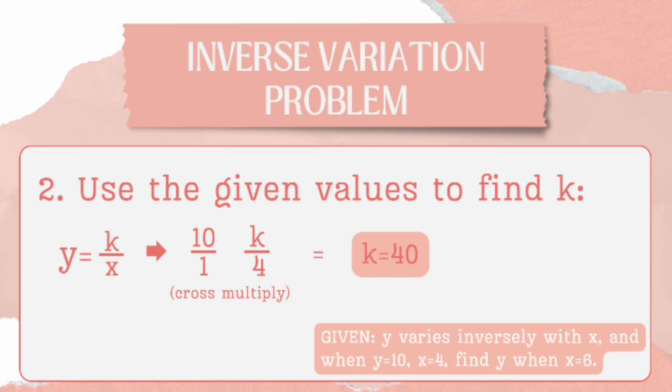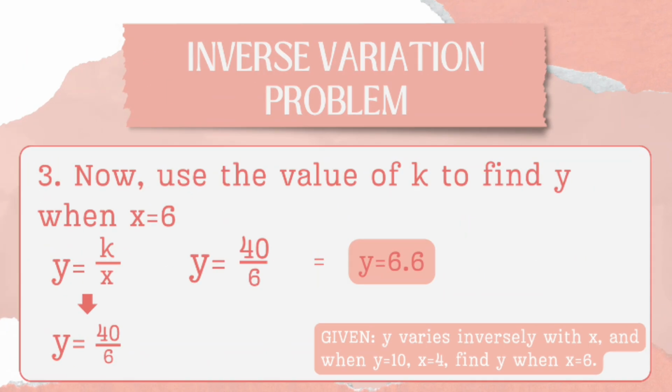Number 2. Use the given values to find k. y equals k over x. Substitute: 10 equals k over 4. Magkakaroon talaga ng number 1 doon para makapag cross multiply. So, 1 times k is equal to k. 10 times 4 is equal to 40. So, our k is 40.